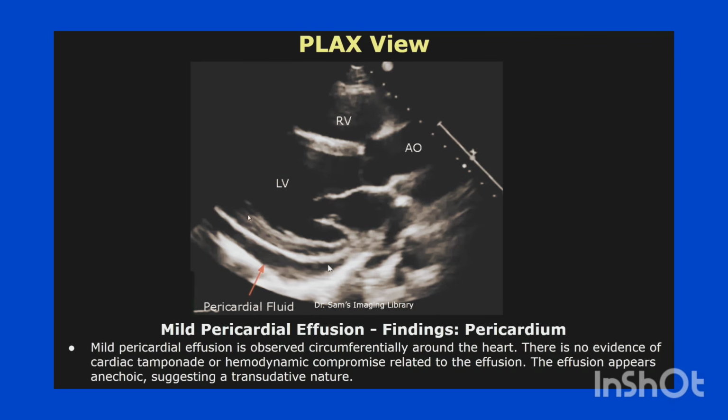Mild pericardial effusion is observed circumferentially around the heart. There is no evidence of cardiac tamponade or hemodynamic compromise related to the effusion. The effusion appears anechoic, suggesting a transudative nature.